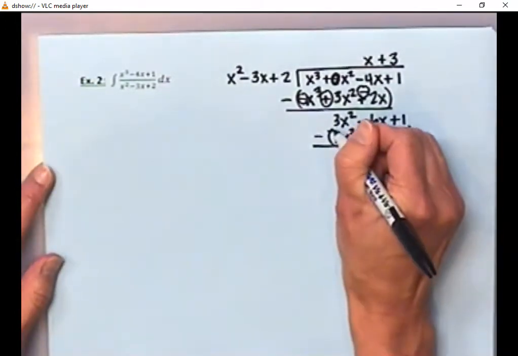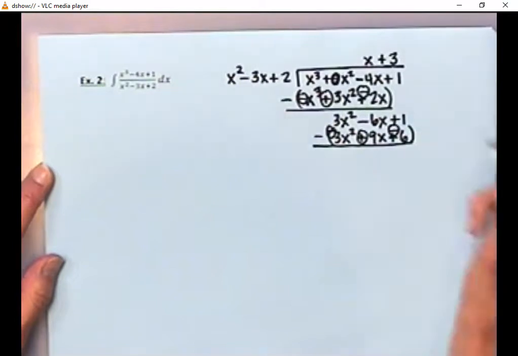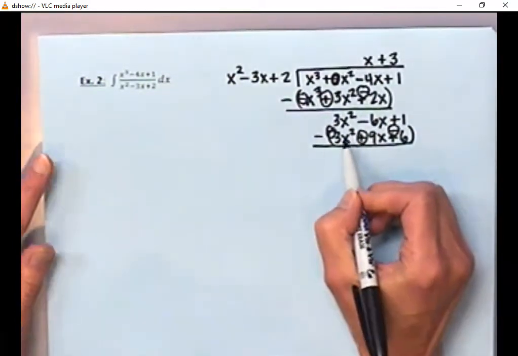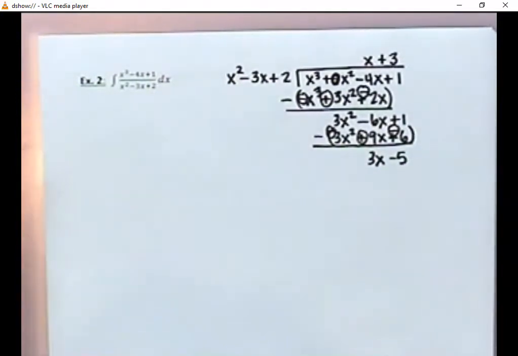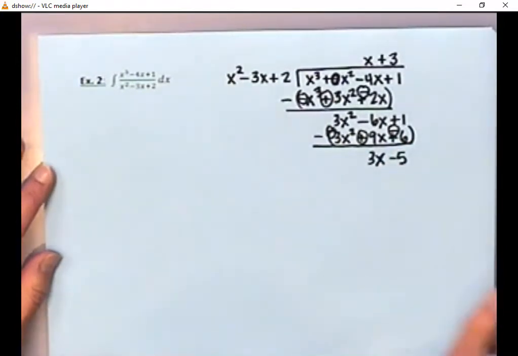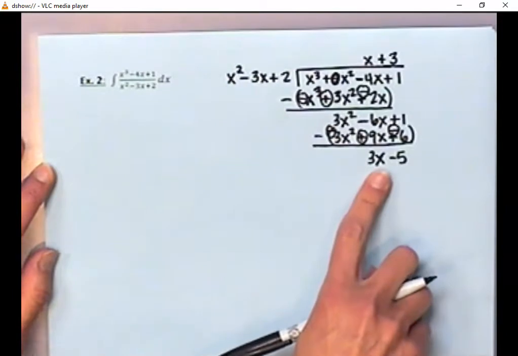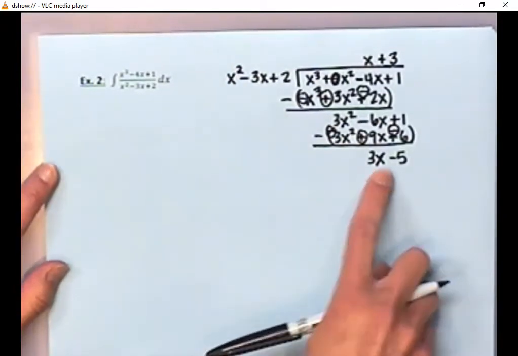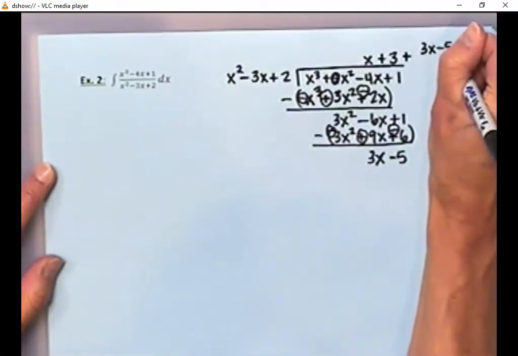Let's see what we have left. This is a minus, a plus, and a minus. So these are 0. This one is a 3x, right? And a minus 5. Does that look right? 3x minus 5. Okay. Can I keep going in long division? Can I make x squared look like x? No. Now I'm done, right? So this is my remainder. So it's a 3x minus 5. What does it go over?